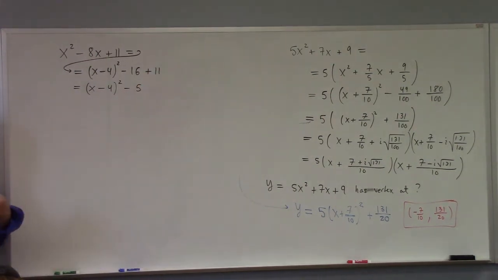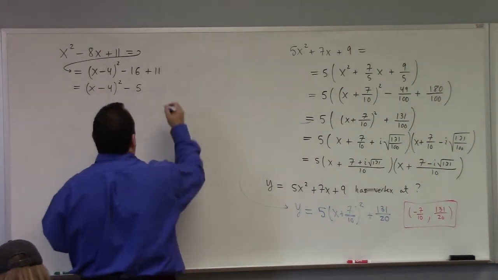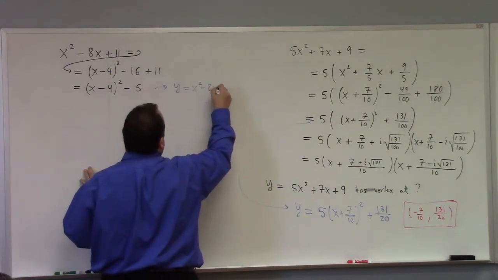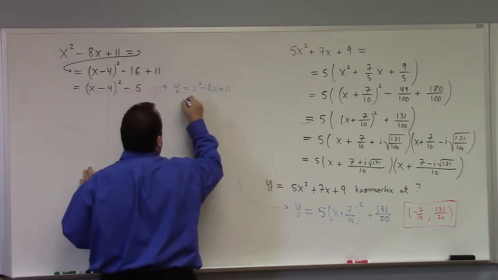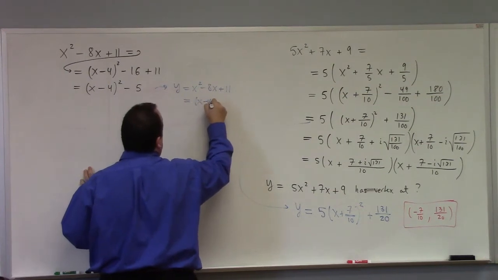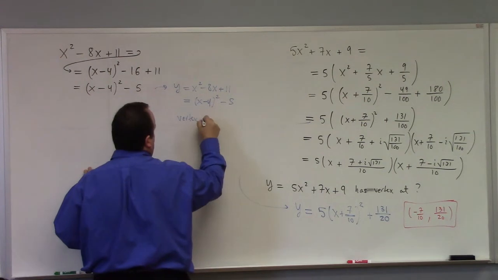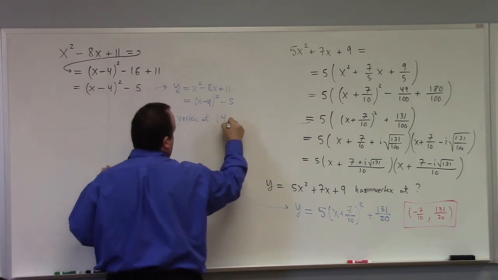If I was interested, where's the vertex? So this shows me that if I look at y equals x squared minus 8x plus 11, which by the way is equal to x minus 4 squared minus 5, the vertex is where? At 4 comma minus 5.